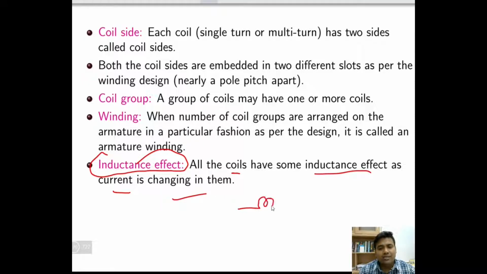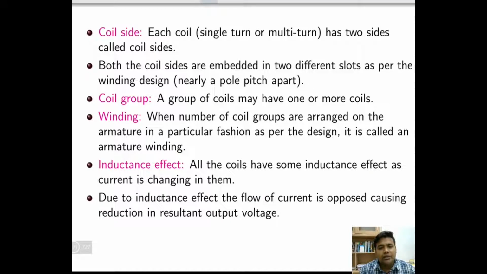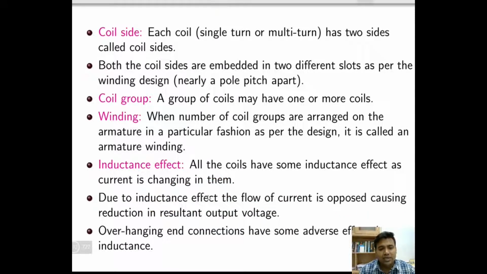So when the coils are there, due to the change of the current di by dt, there will be some inductance effect. Due to the inductance effect, the flow of current is opposed, causing reduction in the resultant output voltage. So due to the change in the current and the inductance effect, there will be a loss in the form of reduction of the resultant output voltage. Now, overhanging of the end connection has some adverse effect due to inductance. So if there is an overhanging in the end connection of the coil, it will have an adverse effect on the inductance.